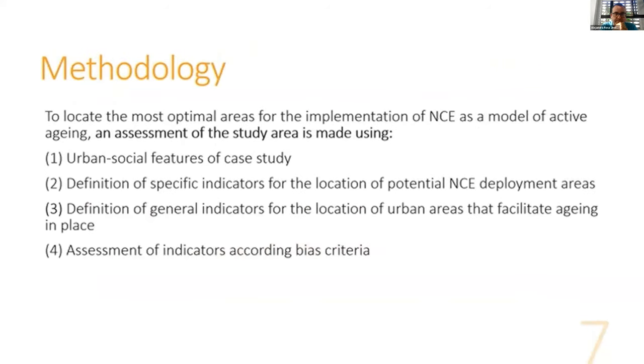To locate the most optimal areas for the implementation of the NCE as a model of active aging, in the study case of Malaga, Spain, 4 steps are carried out. First, definition of features in the case study. Second, definition of specific indicators for the location of the potential NCE deployment areas. Third, definition of general indicators for the location of urban areas that facilitate aging in place. And fourth, assessment of indicators according to bias criteria.